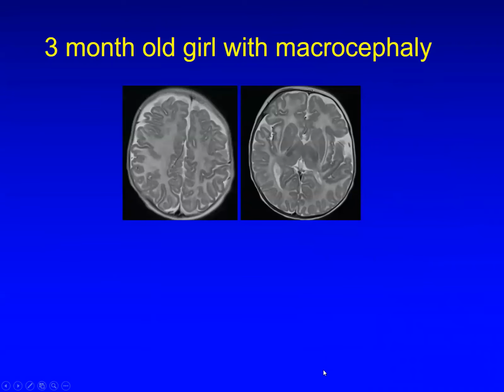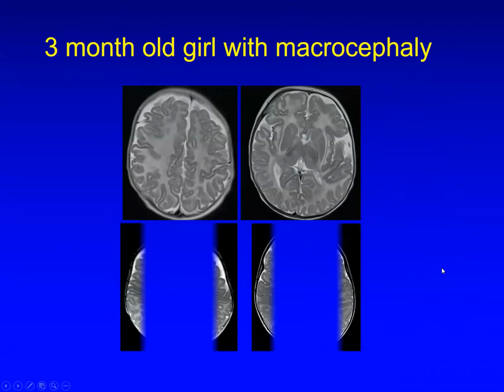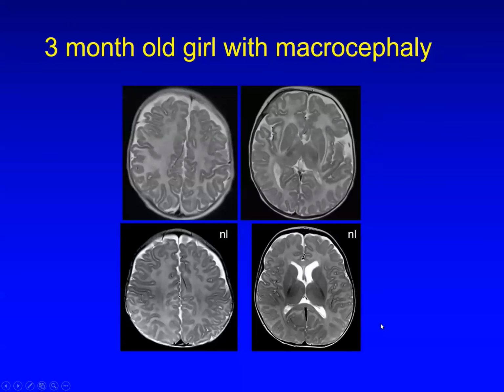Okay. So this is a 3-month-old girl with macrocephaly. What do we see here? Well, it's a little difficult at 3 months. Is this normal or is this abnormal? This is an instance, I think, where it's helpful to just pick up someone that you know is normal and compare them. If we look at the normal patient, there's definitely more myelination of the posterior limbs of the internal capsules. There's a little bit of perirolandic myelination here, which we don't see in this patient.